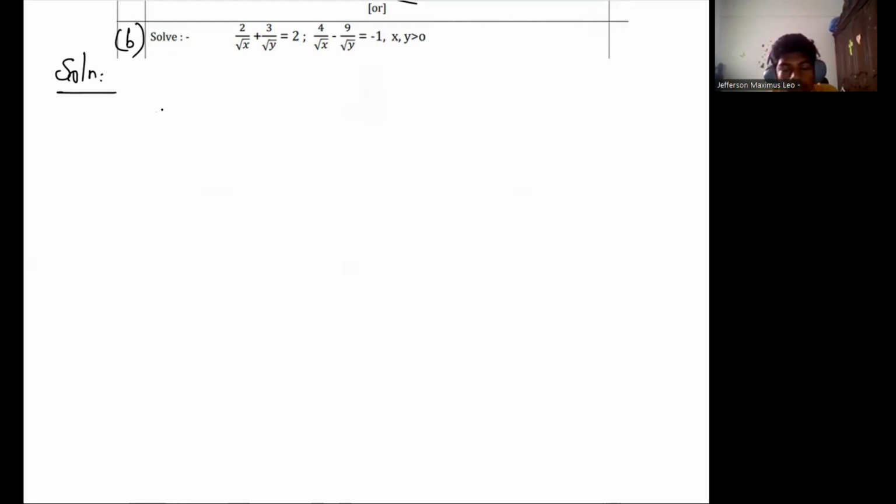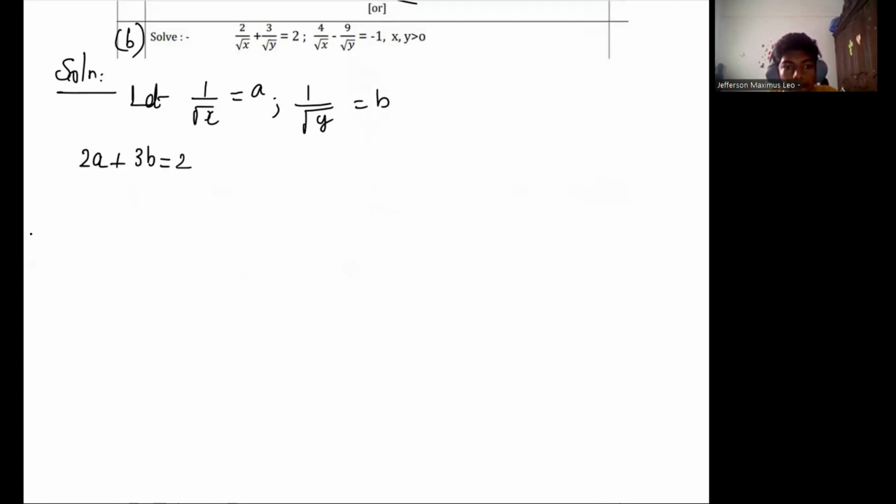1 by root x is equal to a, 1 by root y is equal to b, that way, because the variables are in the denominator. Clear? Yes, ma'am. So let 1 by root x be equal to some other variable a, and 1 by root y be equal to some other variable b. So the previous equation changes to 2a plus 3b is equal to 2.